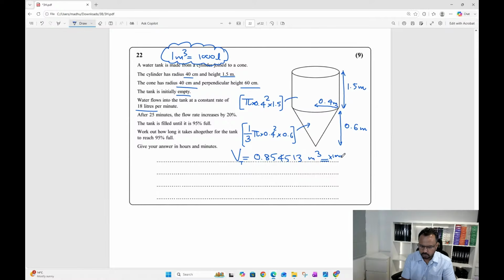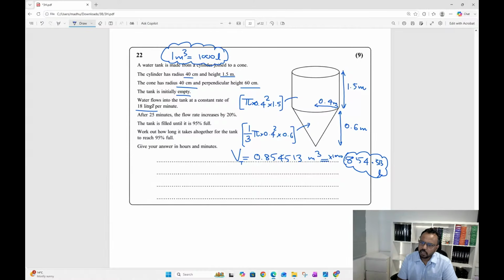So shift the decimal point 3 places to the right. I get 854.513 liters. This is the volume of the tank. I used 1 cubic meter because then I can use that to do the conversion. Like, how do I convert meters to centimeters? If 1 meter is 100, 2 meters is 200, 2 times 100. Just multiply by that. Okay, that's the volume in liters.